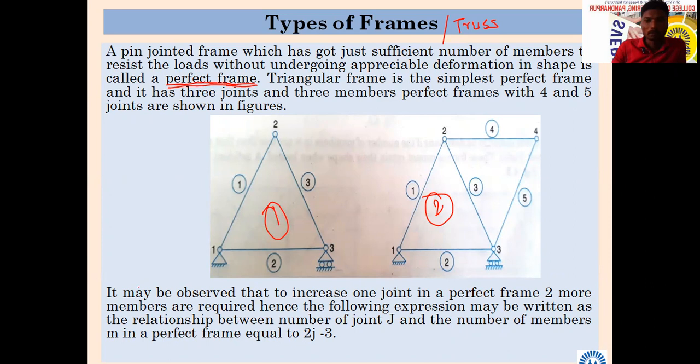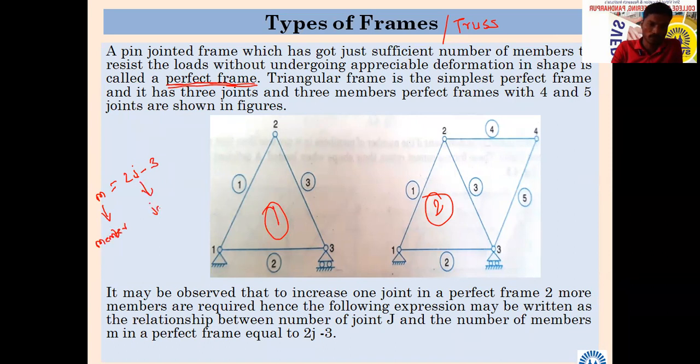Perfect frames with 4 and 5 joints are shown below. Now there is a formula to decide it. What is that? M = 2j - 3. This is a standard formula that you have to remember. If this equation is satisfied, we are going to call it a perfect frame. M stands for member.